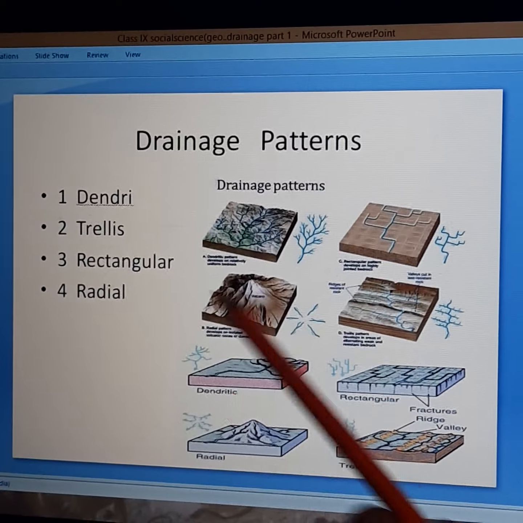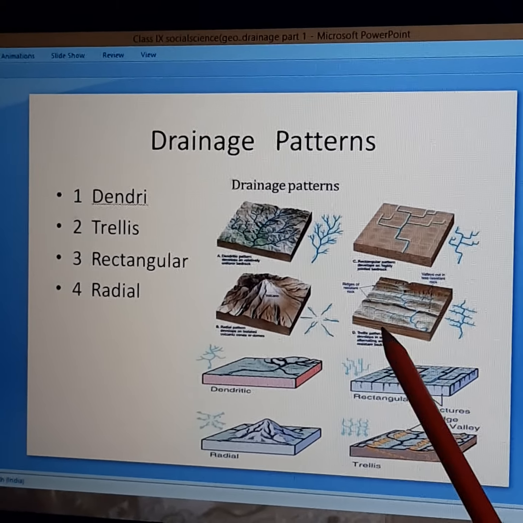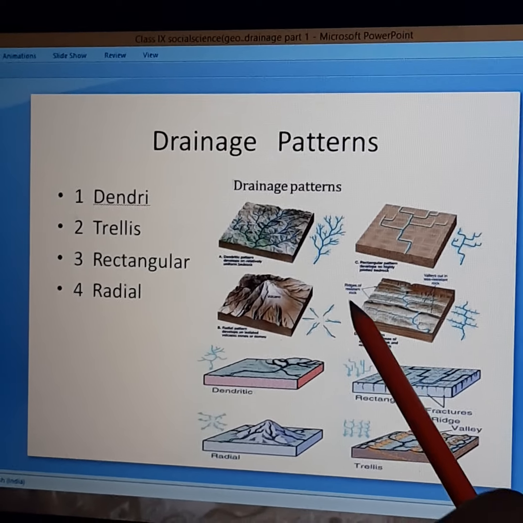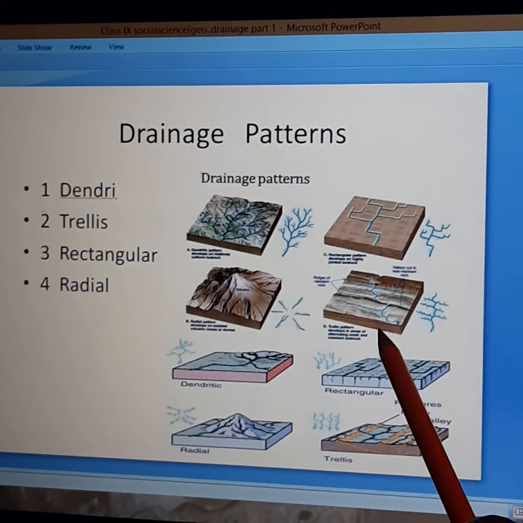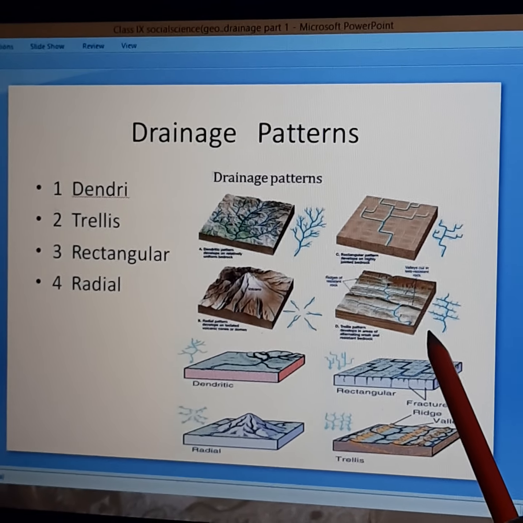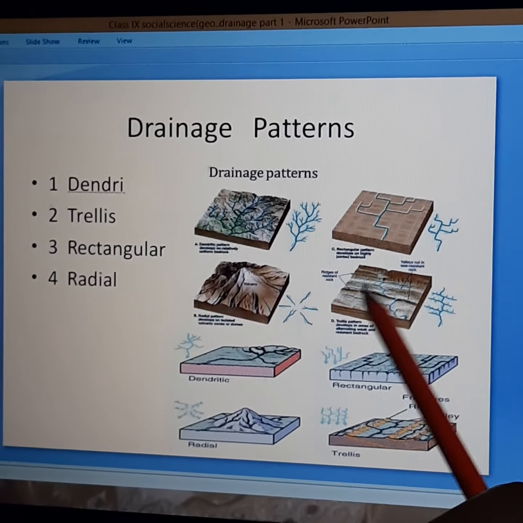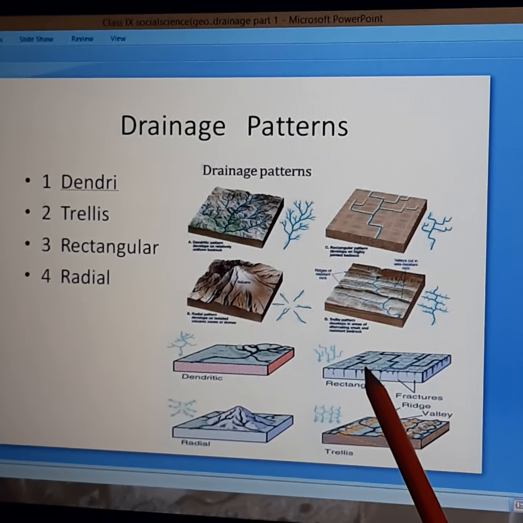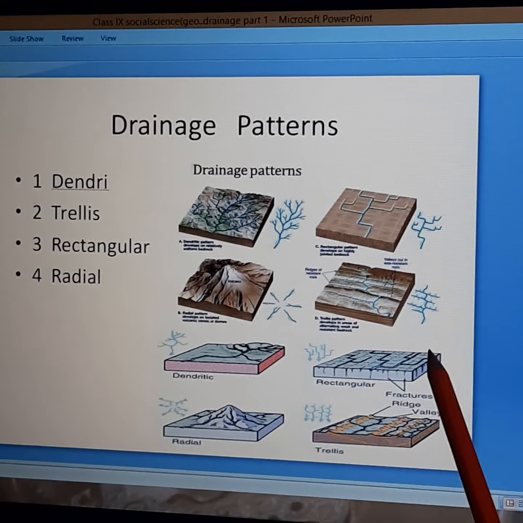Now the next one is the rectangular pattern. Here, the area is composed of strongly jointed rocks, and a rectangular flow can be visualized in this river system. Here you can see the pattern in a rectangular shape.